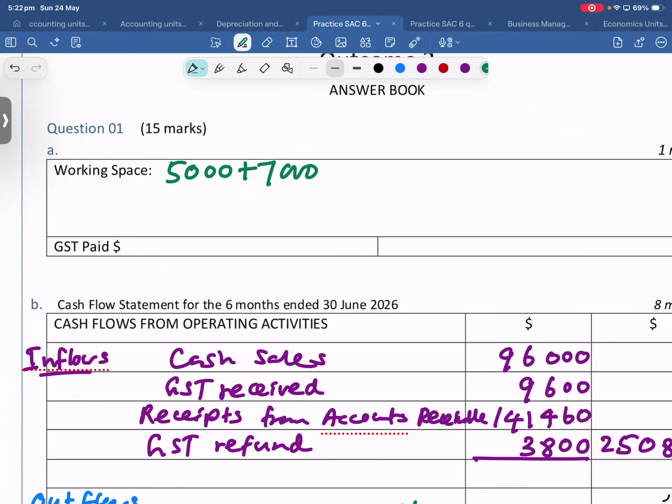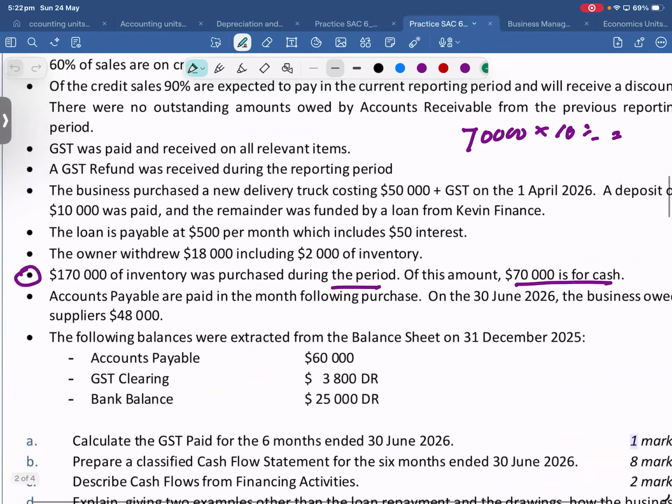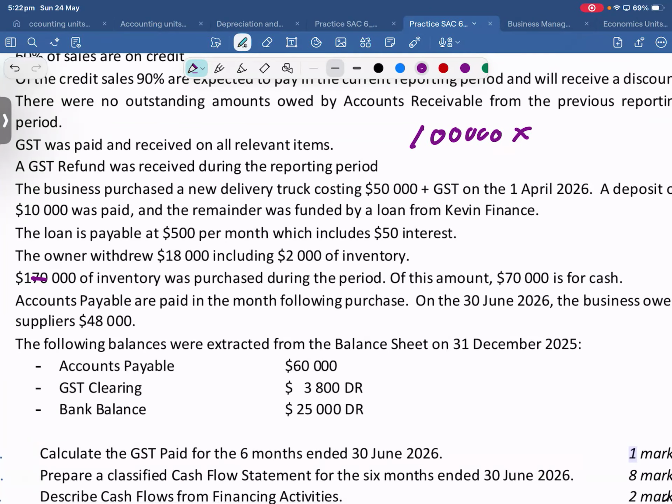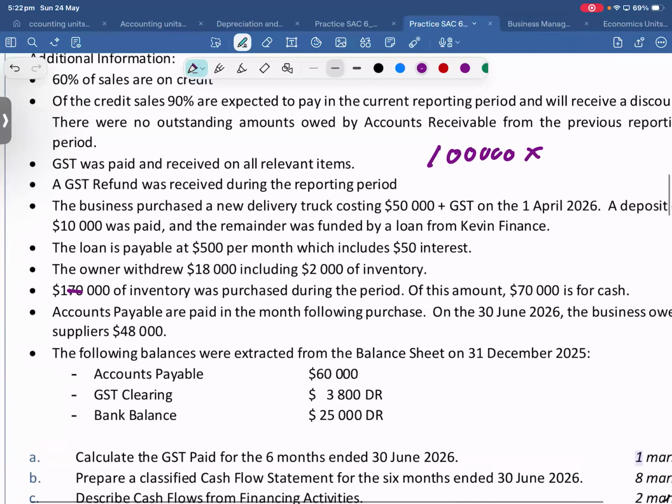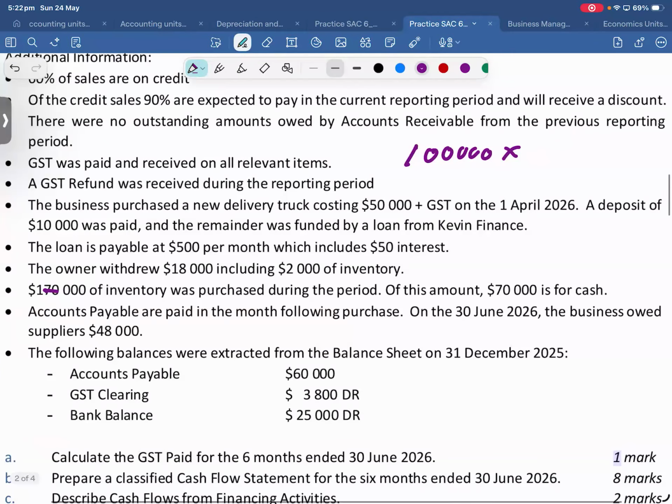Next one, guys. Now from 170,000, 70,000 is done. What about the other 100,000? Credit purchases, yes, 100,000. And the next one is about accounts payable being paid in the month following purchase. On 30th June 26, the business owed suppliers 48,000.